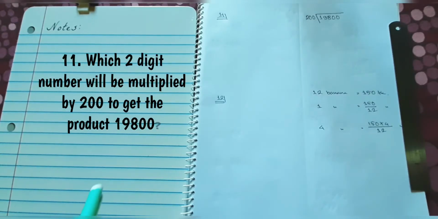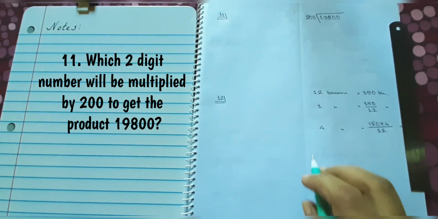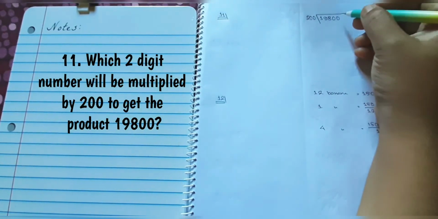Now the 11 number question is: which 2-digit number will be multiplied by 200 to get the product of 19,800? Okay, so basically we are talking about the product, so we will go for the division, as I already told you in this video. And you can see I have written over here.